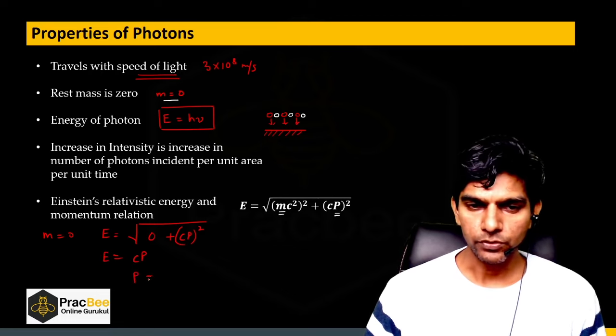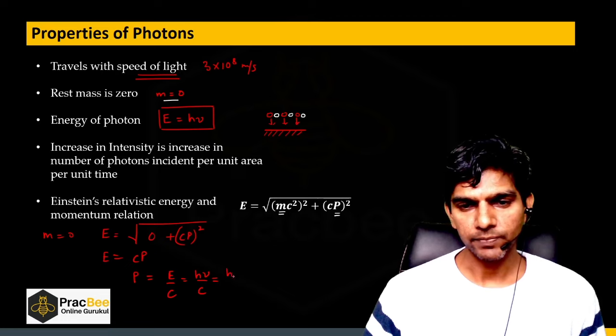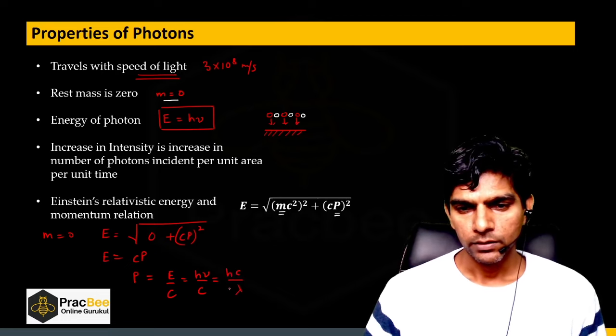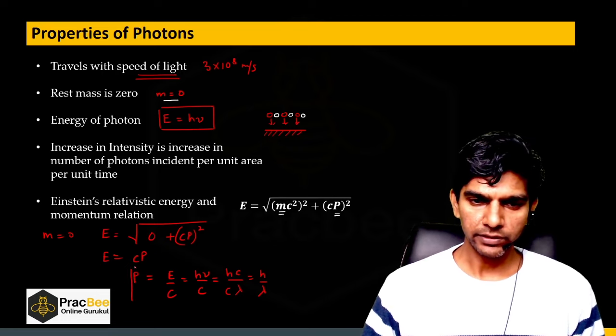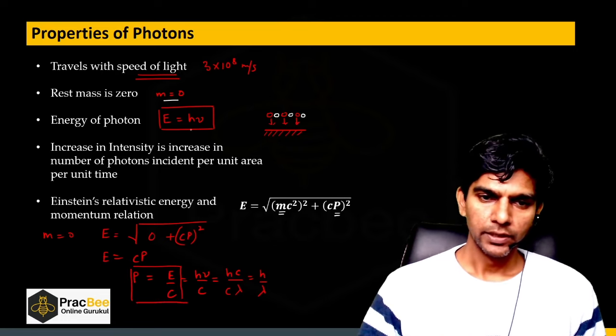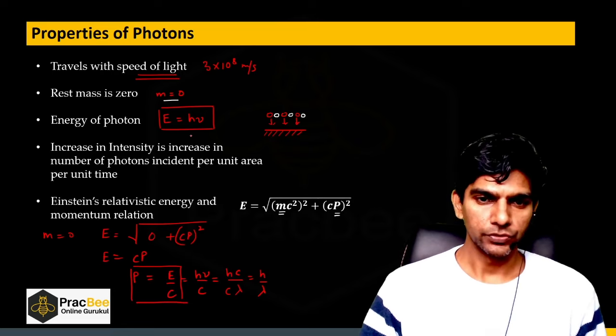So the momentum of a photon will be given by E by c. Energy can be written as hν, and we can also write this as hc by λ. So momentum is nothing but h by λ, right? Do remember this relation, it is a very important relation. These two formulas you have to remember: momentum will be given by E by c, and energy will be given by hν.